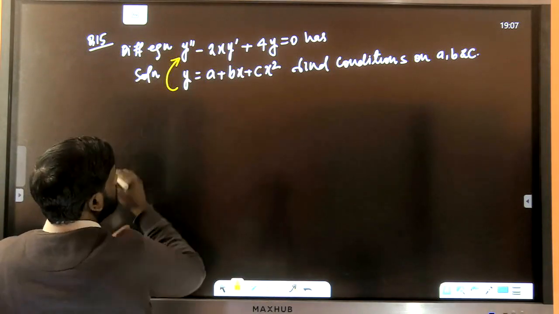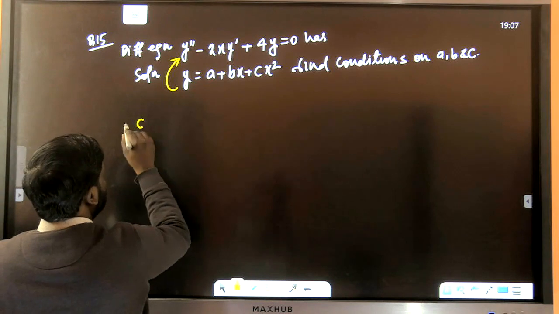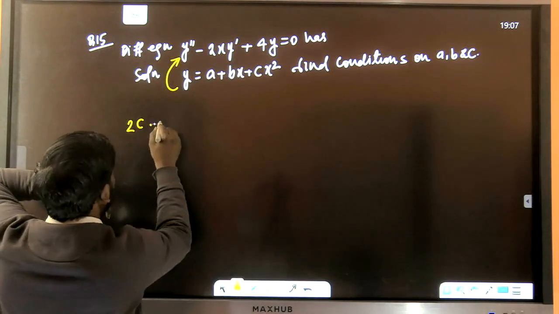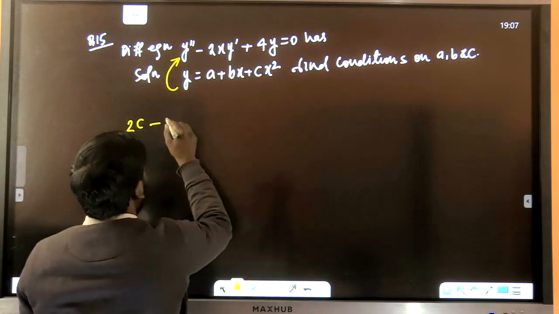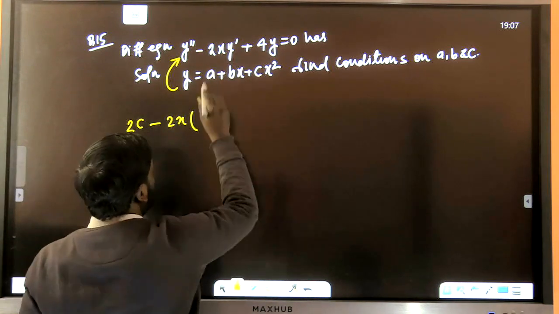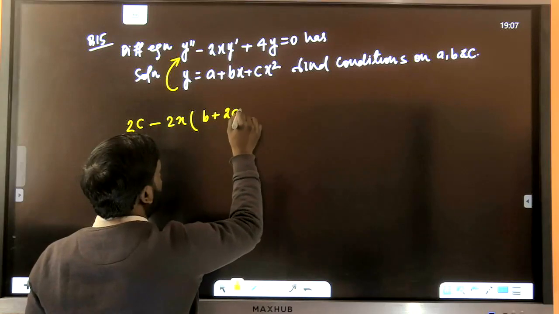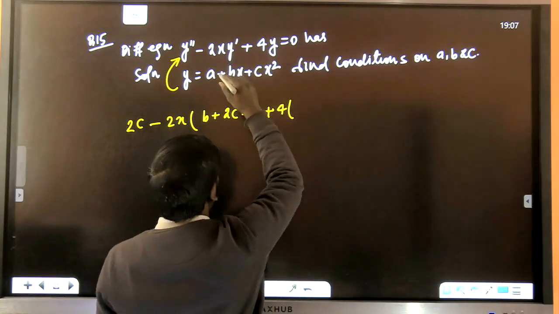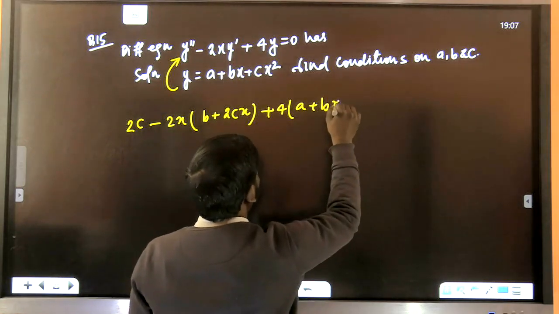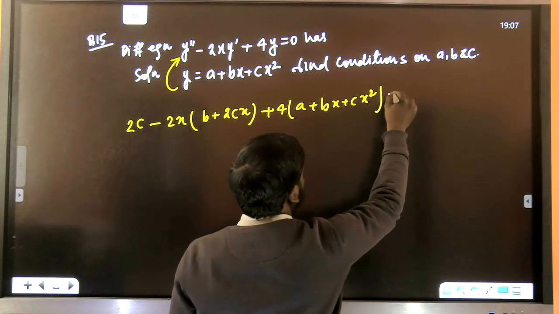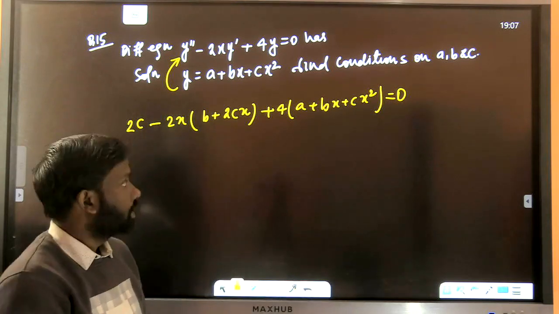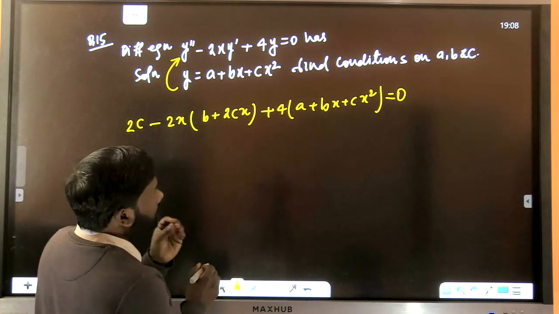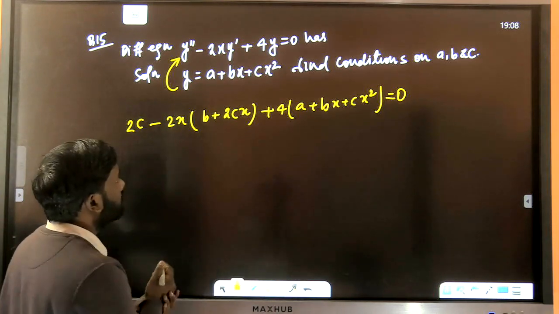If you put this here, you get 2c actually, when you take its second derivative. And minus 2x, and you put the first derivative, so you get b plus 2cx, and plus 4, and here when you put y, you get a plus bx plus cx square, that is equal to 0. This is what we are getting. Now you collect the identical type of terms.